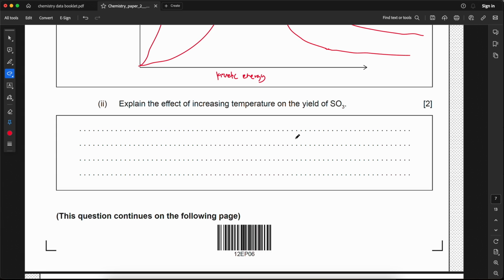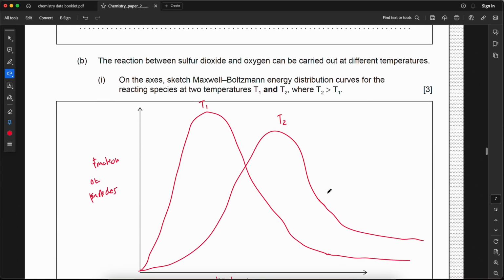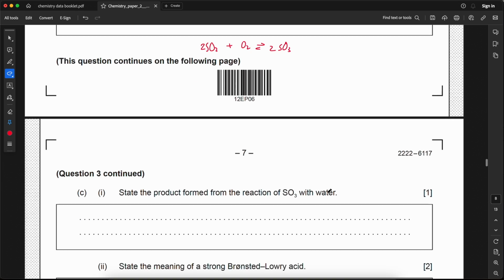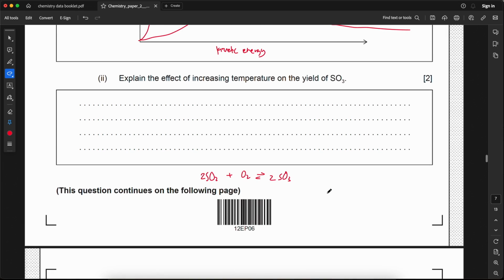Explain the effect of increasing temperature on the yield of SO3. Okay, the reaction, I'll just write down here, 2SO2 plus O2 produces 2SO3. And the reaction is exothermic. As you can see here, it is exothermic because it's negative 196 kilojoules per mole.